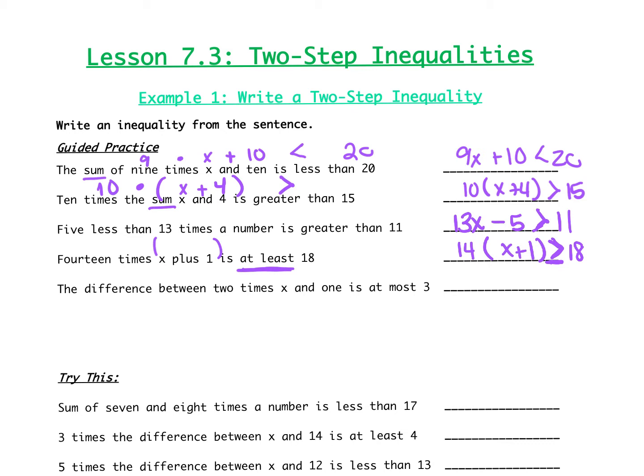And finally, the difference between 2 times x and 1 is at most 3. The difference, we're subtracting because it's the difference between this and this. So we say 2 times x is 2x. We're subtracting because it said difference. And then the other number was 1, and at most means we're doing less than or equal to 3. All right, now you guys try this.